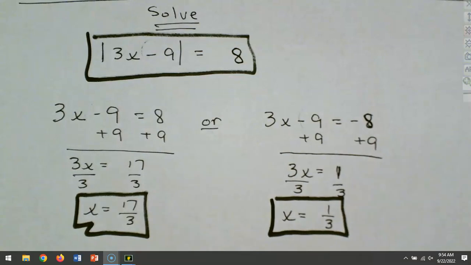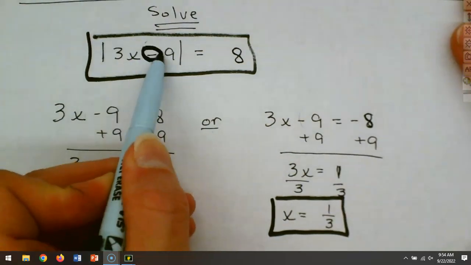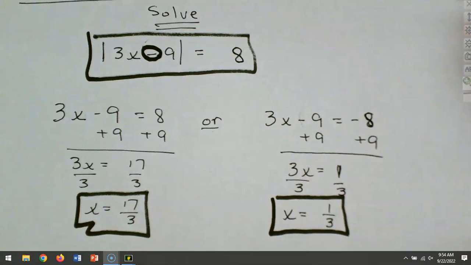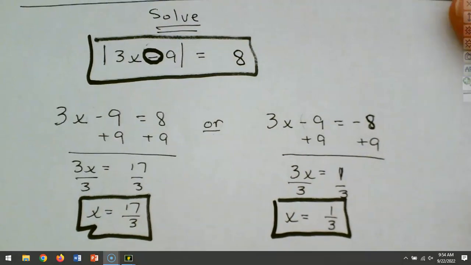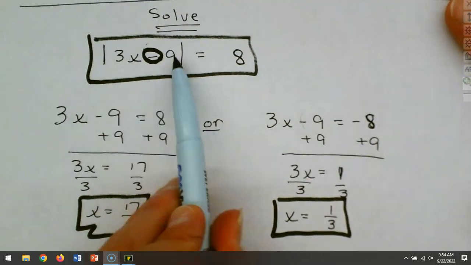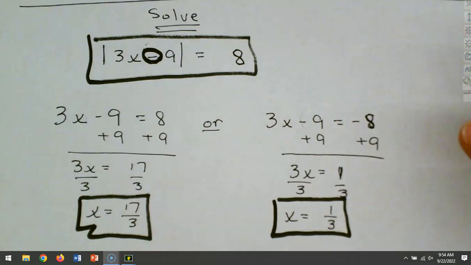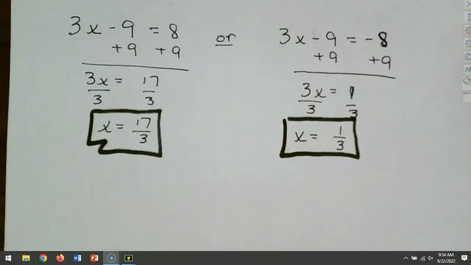So what are the important takeaways here? The important takeaways are I get two equations, and I did not change the sign of this negative in the absolute value. Those are the two things that I see students make mistakes with. They'll only give me one solution, or they will change the signs inside of the absolute value. And the signs inside, they never ever change. Let's do another one.